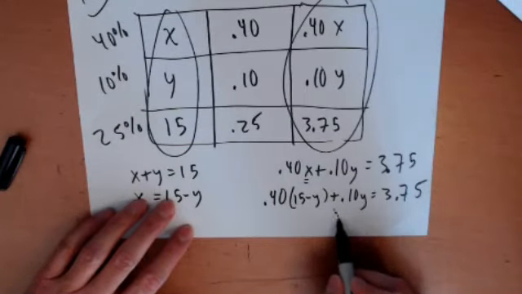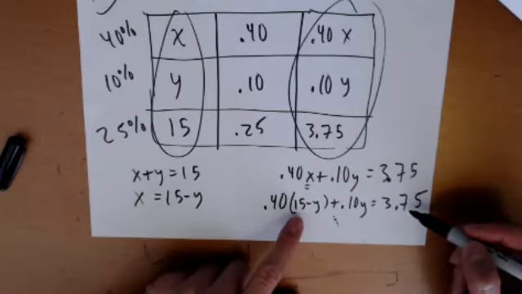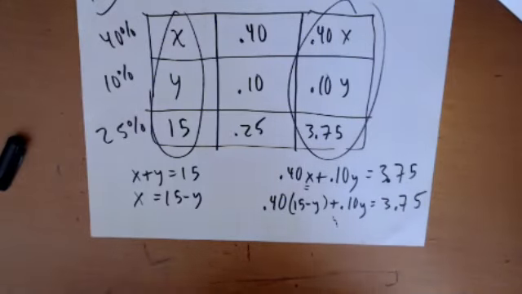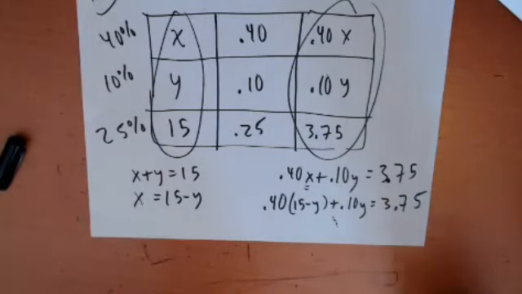And then you should be able to handle that. So I'm going to say dot, dot, dot. Go ahead, you solve for y. Once you have y, plug it back in here, you get x. And that'll tell you how much 40% and how much 10% saline solution.